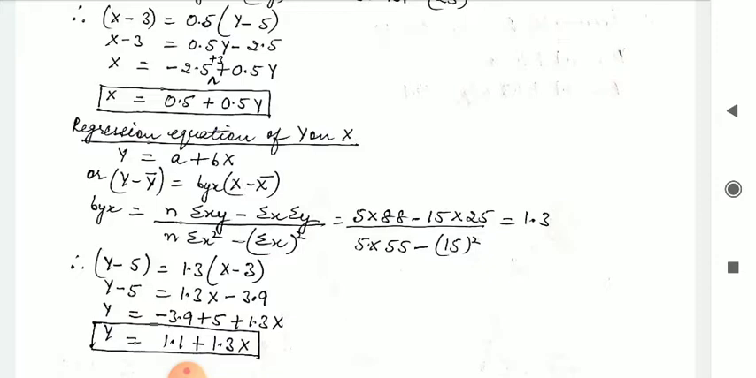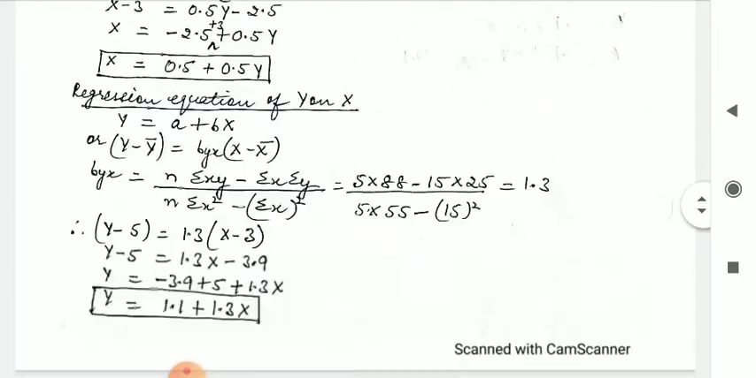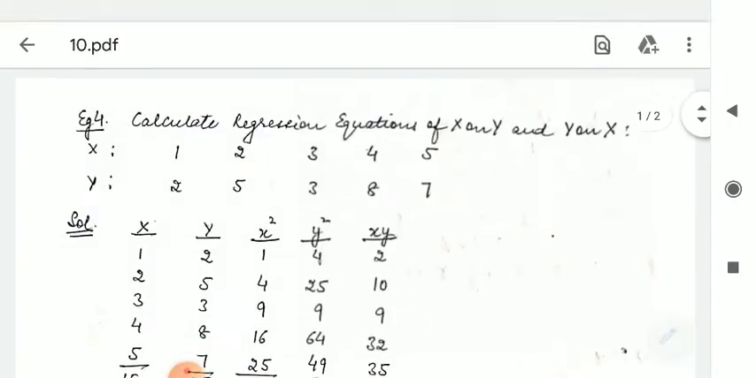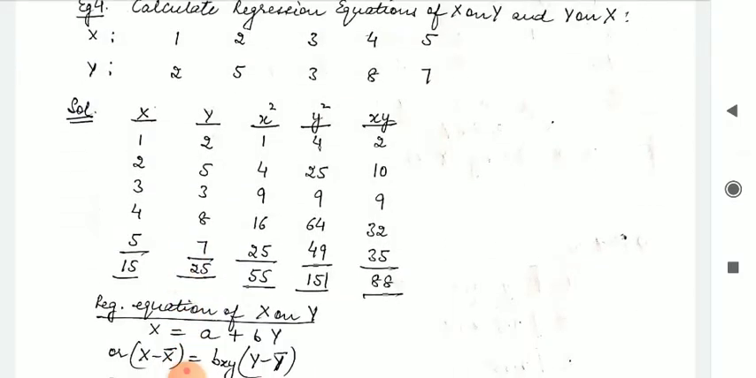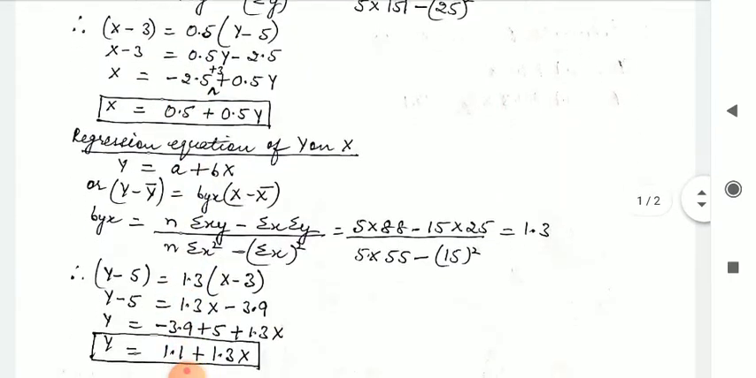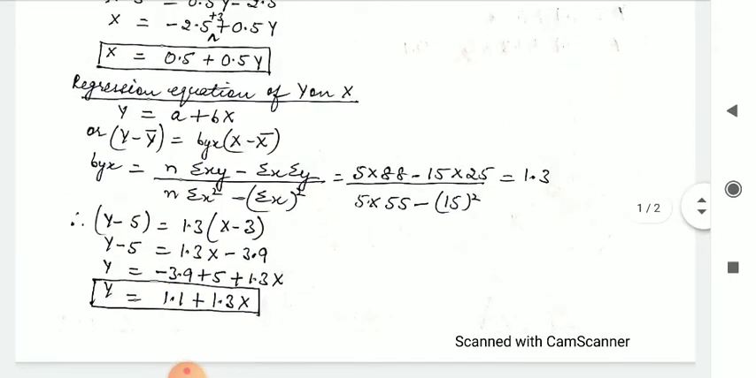So we have calculated all the columns, but only sigma x square was left. So that means we'll be making another column, and that is x square. This x square is calculated, and its total comes out to be 55. So we have all the columns with us, and we'll put the totals in this formula. So we get 5 into 88 minus 15 into 25 over 5 into 55 minus 15 whole square. And finally by calculating we get Byx is equal to 1.3.